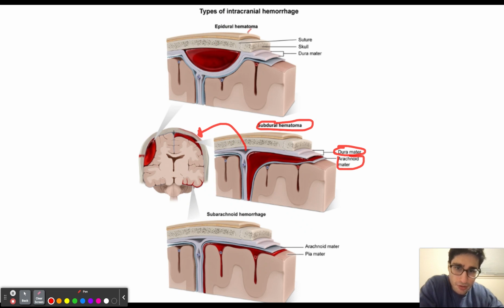And because with an epidural hematoma blood can accumulate all the way to the suture line, it gives us this lance shape finding on imaging. So an epidural hematoma, to summarize, does not cross the suture line, whereas a subdural hematoma, because it is underneath, can cross the suture line. An epidural hematoma is going to give us this lance shape finding on imaging, whereas a subdural hematoma is going to give us this crescent shape on imaging.